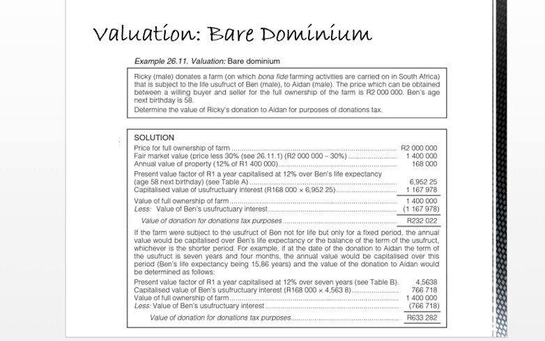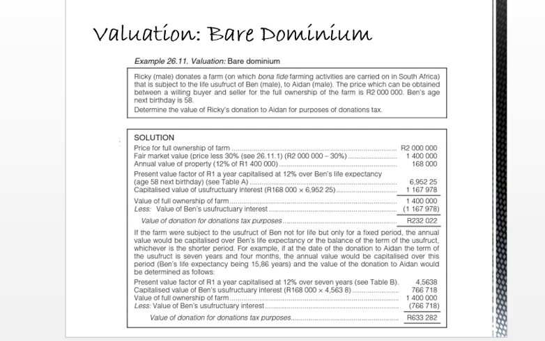So firstly, what is the value of the property? So the farm is valued at 2 million rand, that's the fair market value, less the 30% reduction. So in other words, the fair market value is then 1.4 million, multiplied by 12% gives us an annual value of property of 168,000 rand.